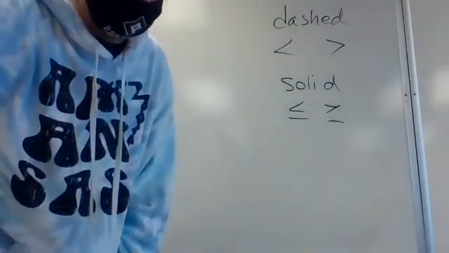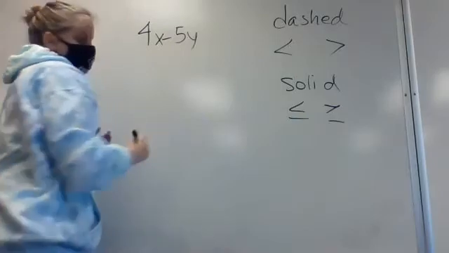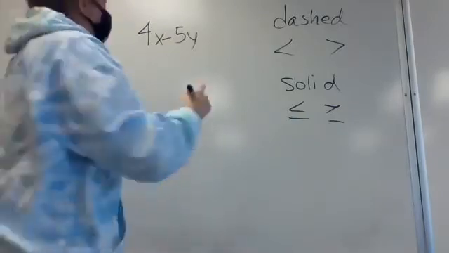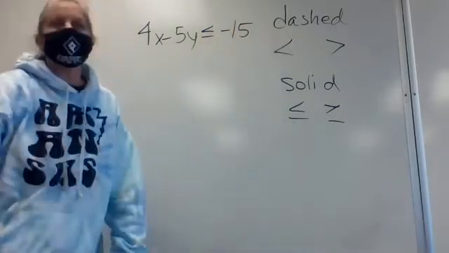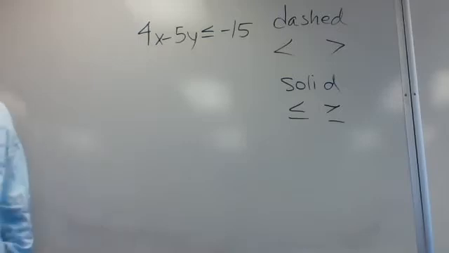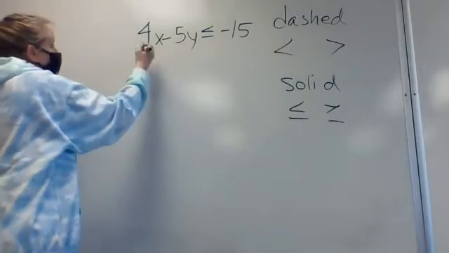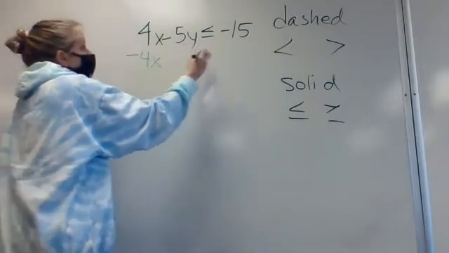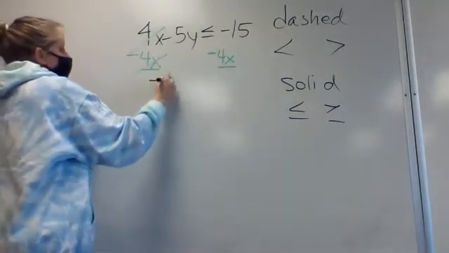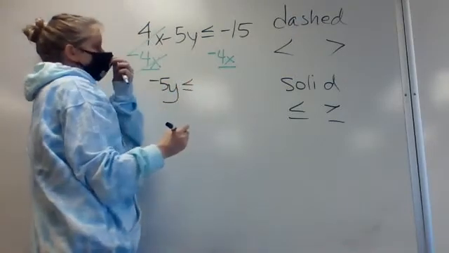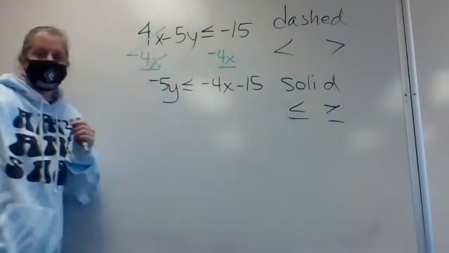So on number 23, you have 4x minus 5y is less than or equal to -15. So the first thing I'm going to have to do is solve it, get the y by itself so I can take it to my y equals and get 2 points to plot. So getting y by itself, so I need to subtract 4x. So now I have -5y is less than or equal to -4x minus 15.